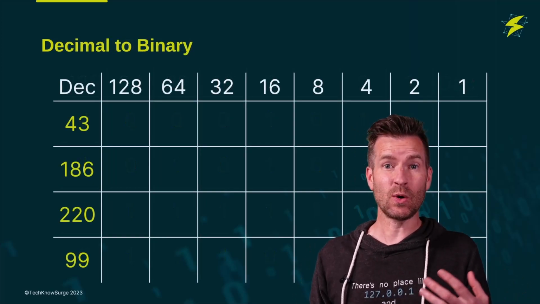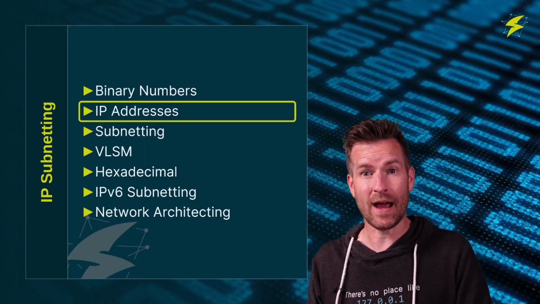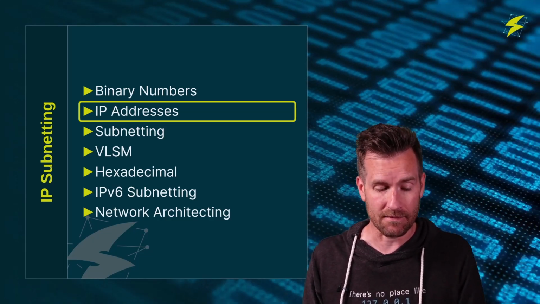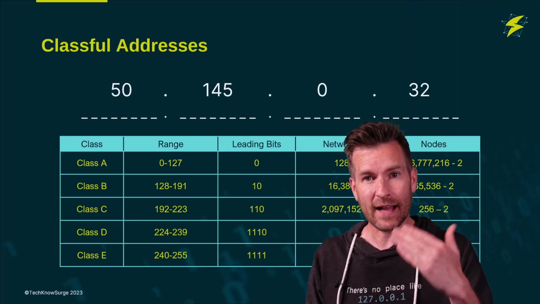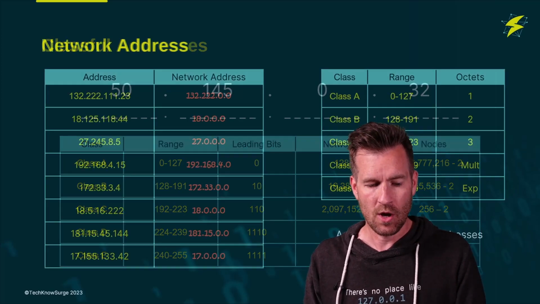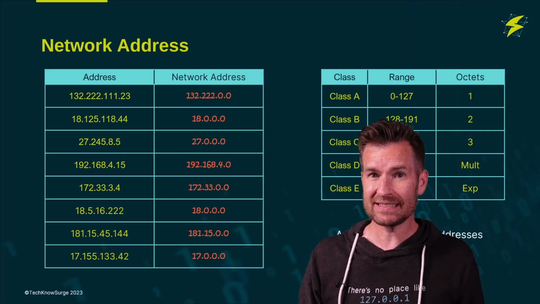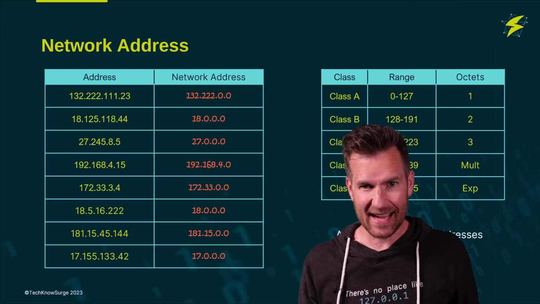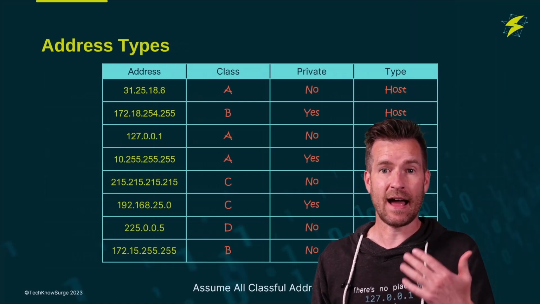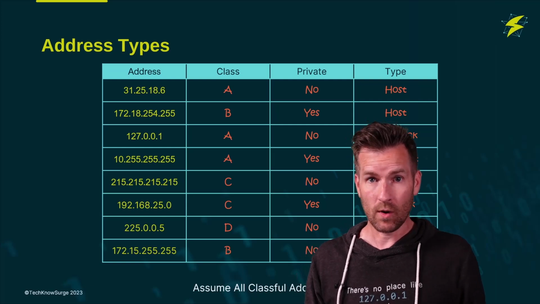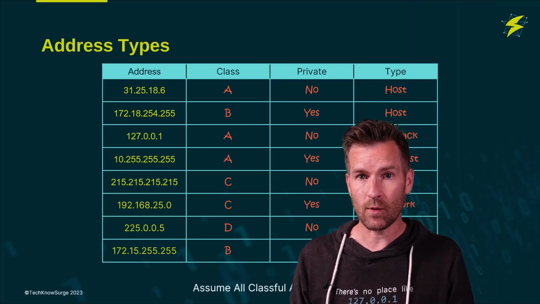We then got into IP addresses. What do IP addresses look like? How do they function? We also took a look at classful addresses and how classful addresses are broken down. We took a look at network addresses, broadcast addresses, and host addresses, and we learned how to identify those different address types. We learned about private addressing and what those look like.